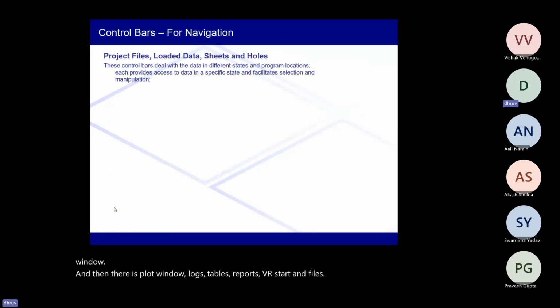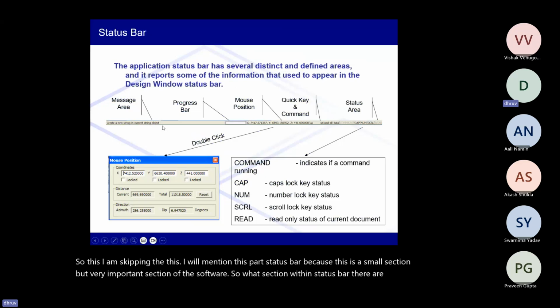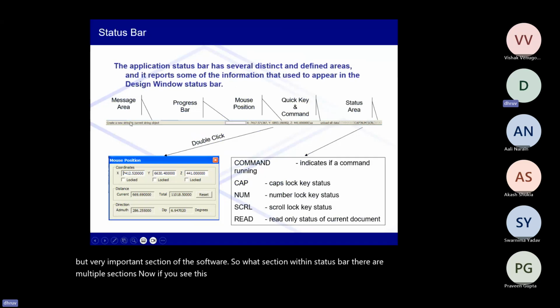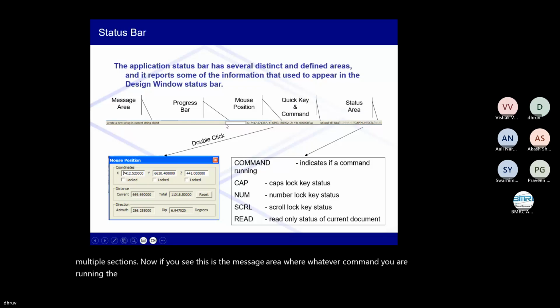So this I'm skipping. I'll mention this part, the status bar, because this is a small section but a very important section of the software. Within the status bar there are multiple sections. Now, this is the message area, where whatever command you are running, the message comes here. This is the progress bar.